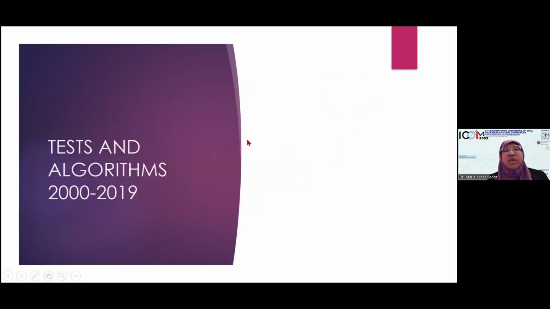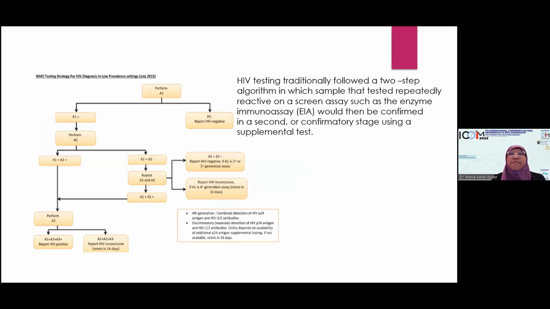These were the tests and algorithms that we used from 2000 till about 2019. It's basically based on a WHO strategy where you use A1, A2, A3.